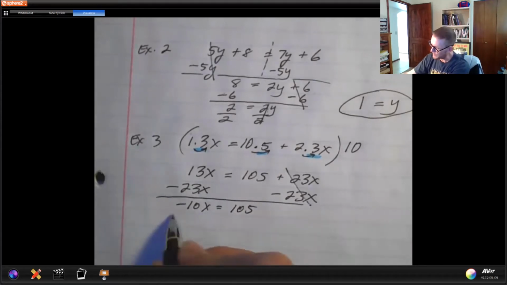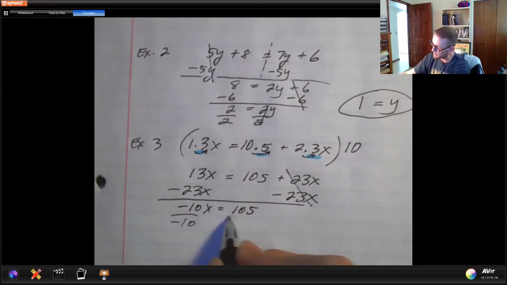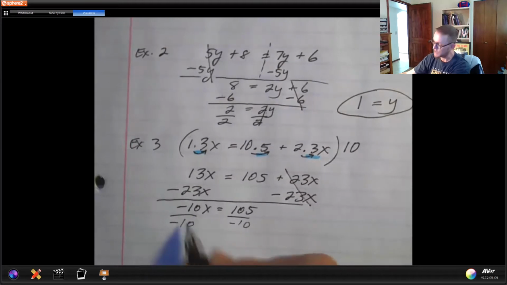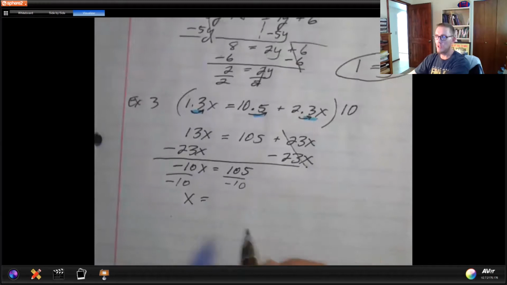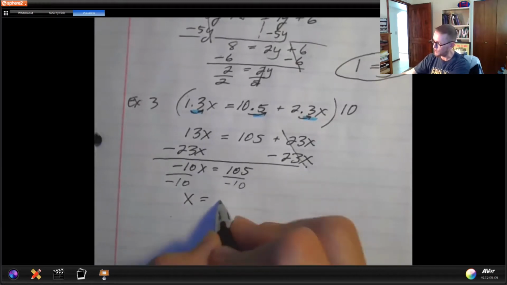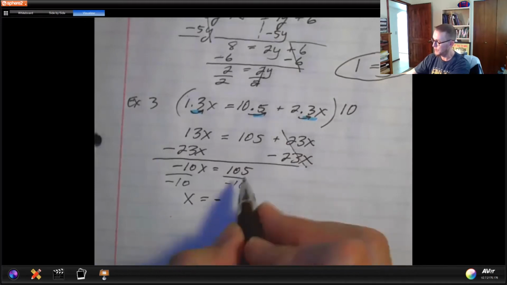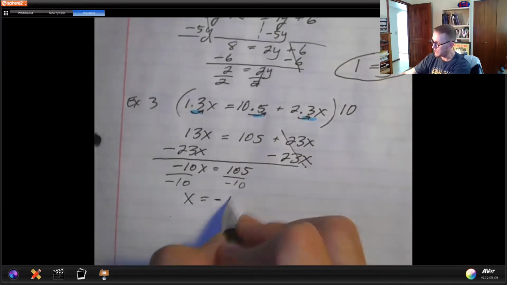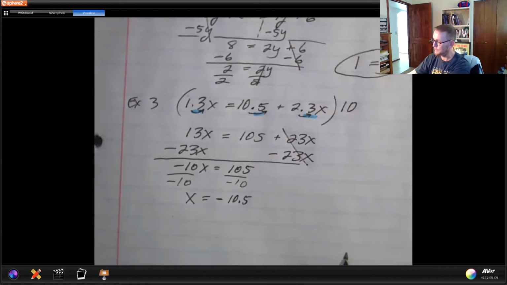Well, let's go ahead and divide by negative 10. Remember, if it's a negative 10 touching the x, I have to make sure I divide by that. And there's a couple of things I can do on this one. I understand that there's one negative, so I'm going to say, okay, that's going to be a negative answer. And 105 divided by 10 is 10.5.